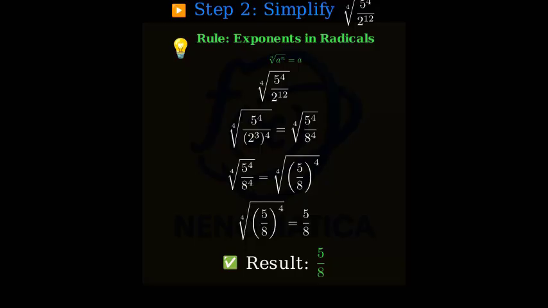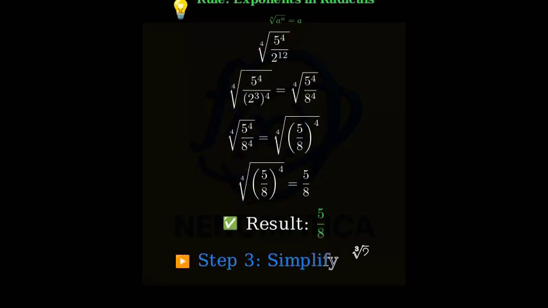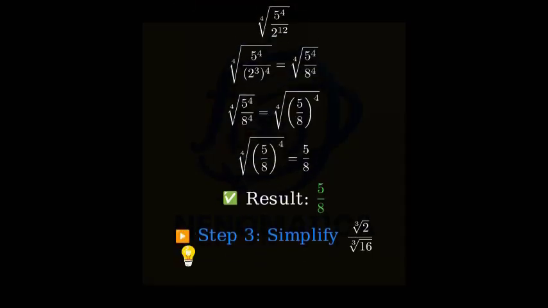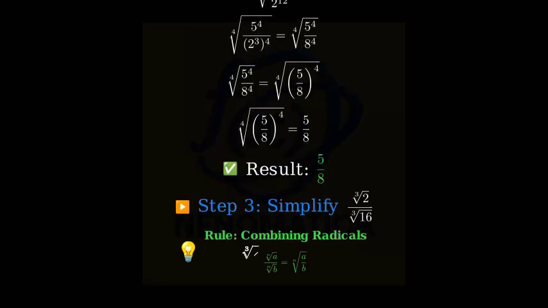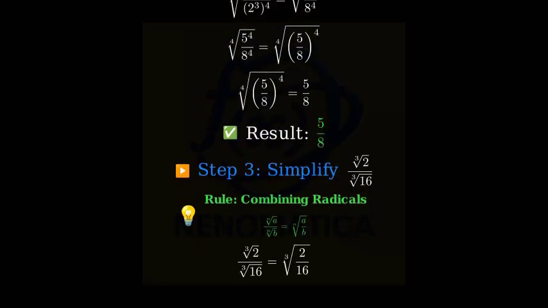Let's continue with our third example. We need to simplify the cube root of 2 divided by the cube root of 16. For this problem, we'll use the property that allows us to combine radicals with the same index under one radical. We can rewrite the expression as the cube root of 2 divided by 16.